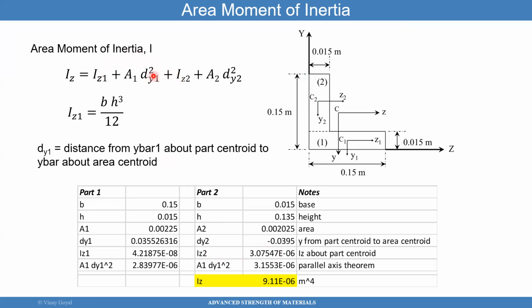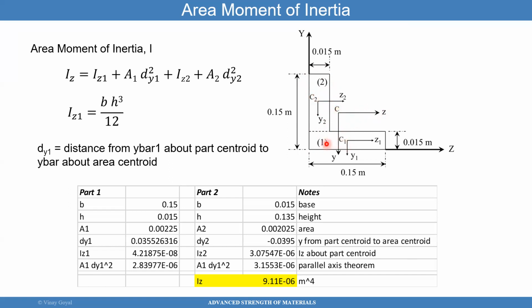Now that I know the moments of inertia about the Z1 axis for part 1 and about the Z2 axis for part 2, what I want to do now is use the parallel axis theorem and find the contribution of part 1 to the moment of inertia about Z at point C, and then do the same thing with part 2 and use the parallel axis theorem to find the moment of inertia contribution of part 2 at point C about Z.